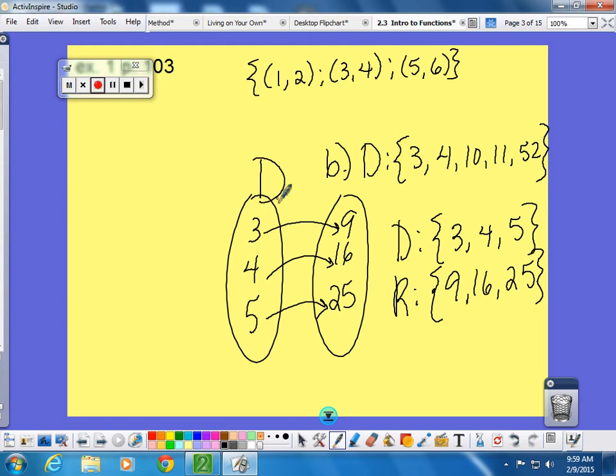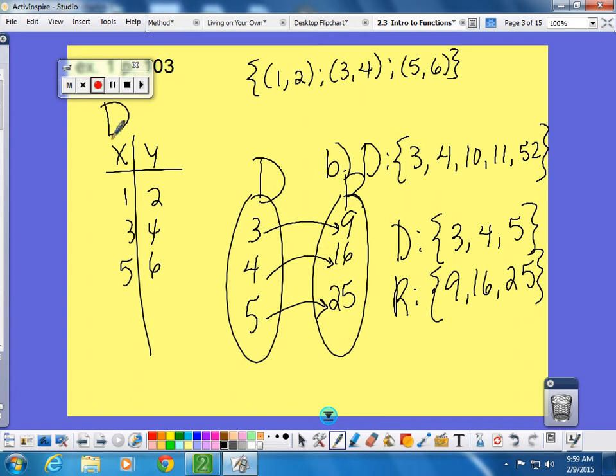These are the domain, those are the range. Very, very similar would be a table. And I know I'm using really simple numbers, but the X's are the domain and the Y's are the range. It's not as simple when you have a graph to look at domain and range.